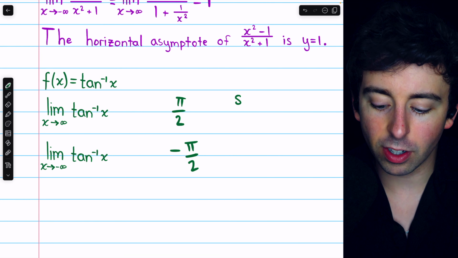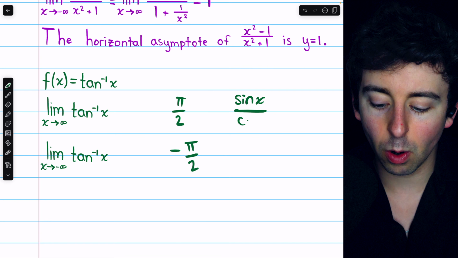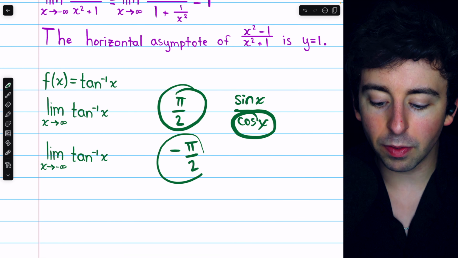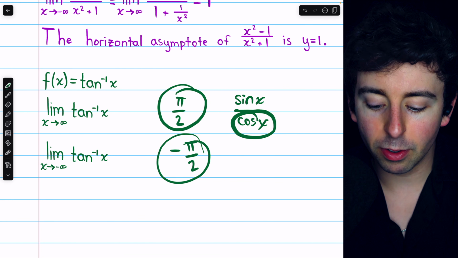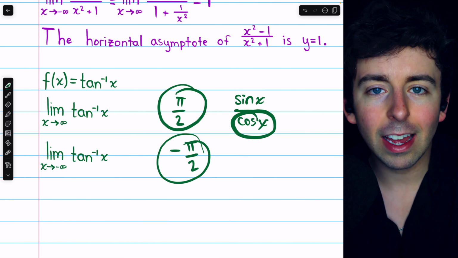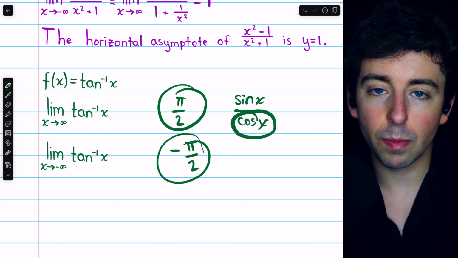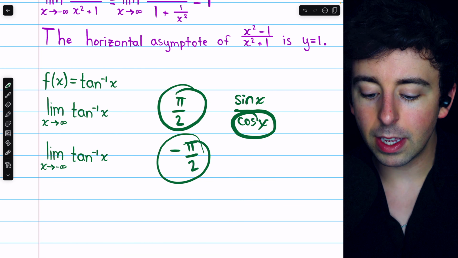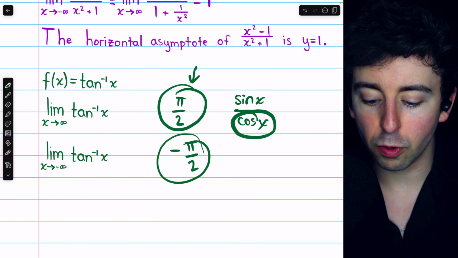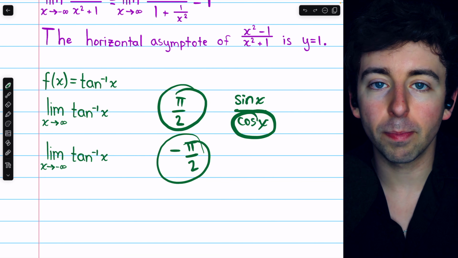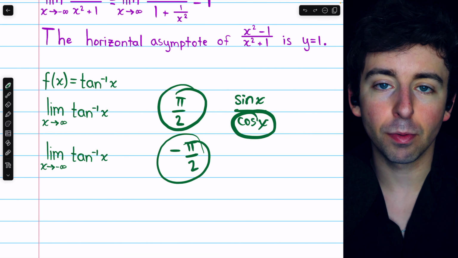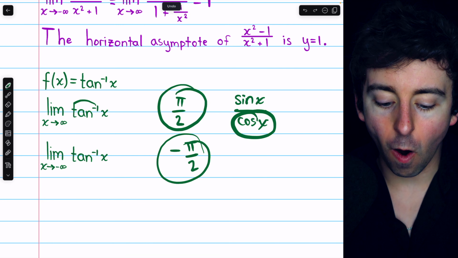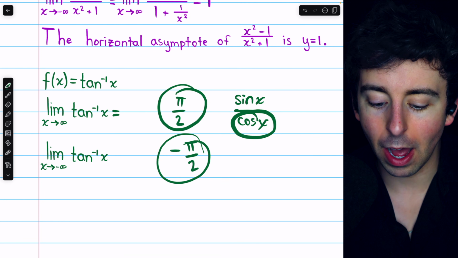This is because tangent, you may remember, is sine x over cosine x. And cosine x is 0 at both of these values. So at pi over 2 and negative pi over 2, the tangent function is undefined. And as we approach these values, tangent goes to infinity or negative infinity. Because sine is positive as we approach pi over 2, tangent goes to positive infinity as x approaches pi over 2. Hence, as x approaches infinity, arctan of x goes to pi over 2.